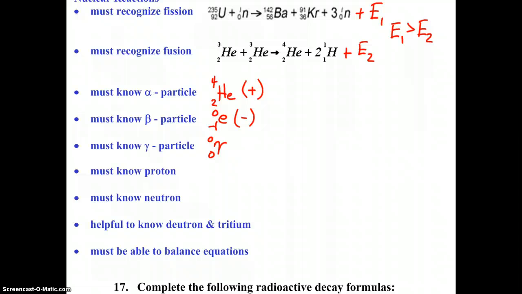A proton. What element could we use to represent a proton? Well, that would be a hydrogen nucleus, because hydrogen has an atomic number of 1 and it has no neutrons, so it has a mass number of 1. So there's your proton, and of course it has a positive charge. A neutron, we just use the symbol lowercase n, has no protons, of course, so it has an atomic number of 0, and it has 1 neutron, so it has a mass number of 1.